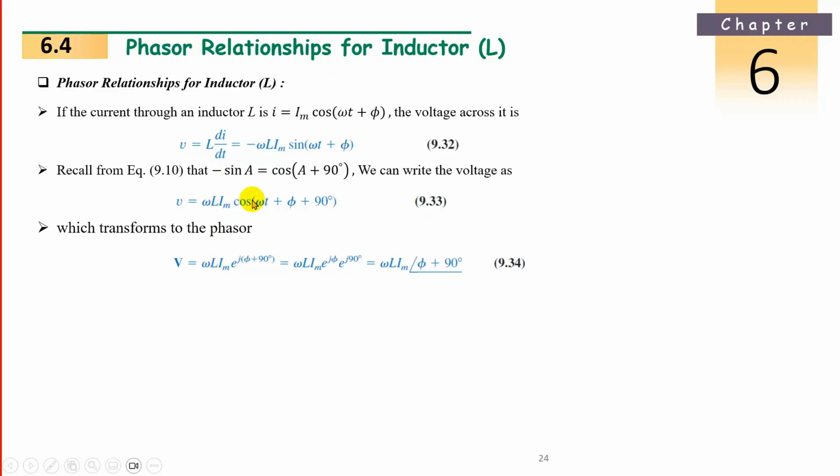Now I am converting this into phasor. Cos(ωt + φ + 90), how can we convert it into phasor? It is e^(j(ωt + φ + 90°)). Now I rearrange this into a multiplication form: e^(jφ) times e^(j90). I separate the plus into a multiplication. Now these two are the multiplication. What is e power of j 90?